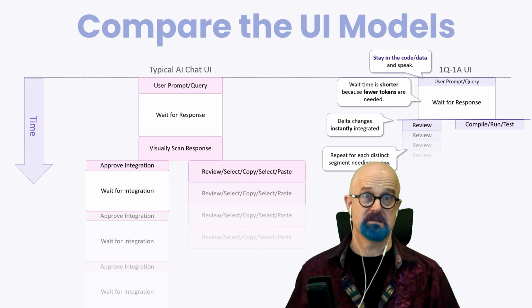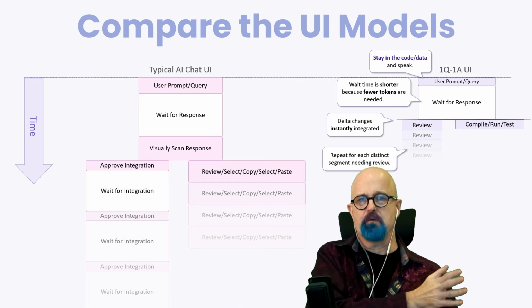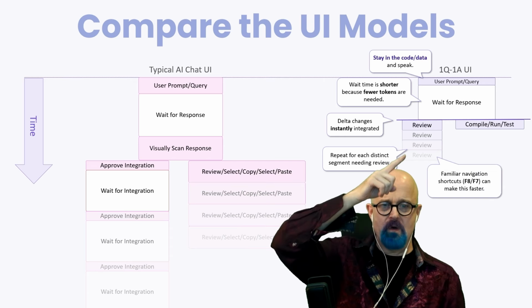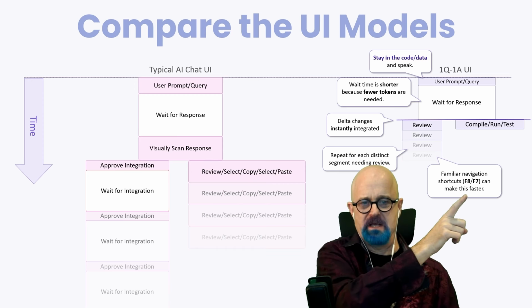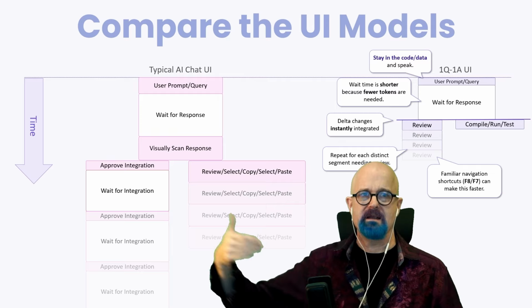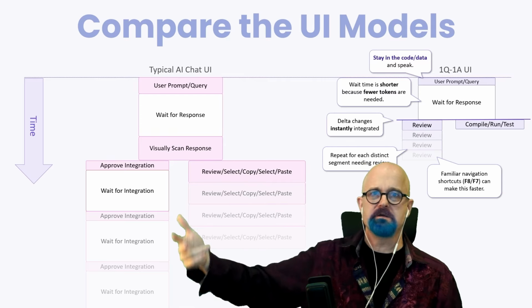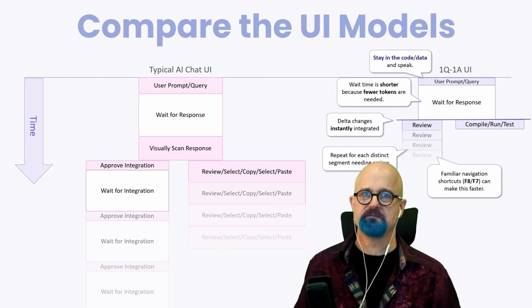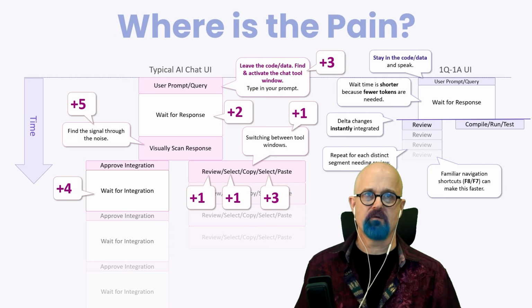And it makes sense in those cases to not have that separate UI where I have to go click on something to approve it. By the way, for this reviewing, we can make that faster using familiar navigation shortcuts. I've listed F8 and F7, which are inside Visual Studio for navigating between errors. We can use those same shortcuts when we're in this mode of reviewing those changes. So where's the pain over on this side?